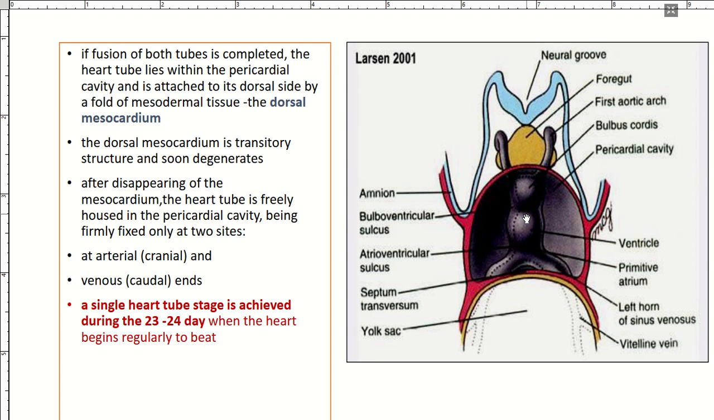It is attached to a mesentery that is called a dorsal mesocardium. A dorsal mesocardium is very important because it will be attaching the heart to your posterior body wall. And take note of this: there is no ventral mesocardium.